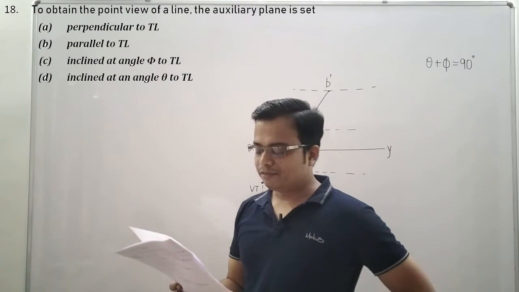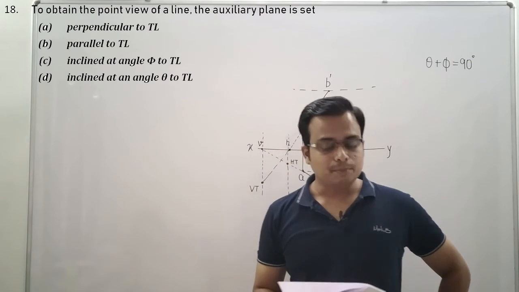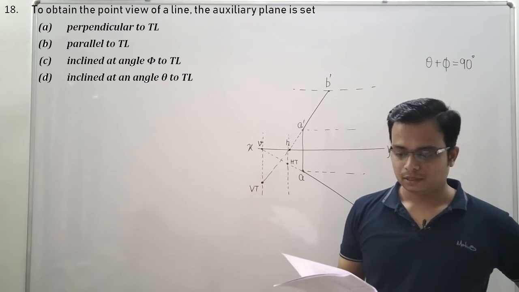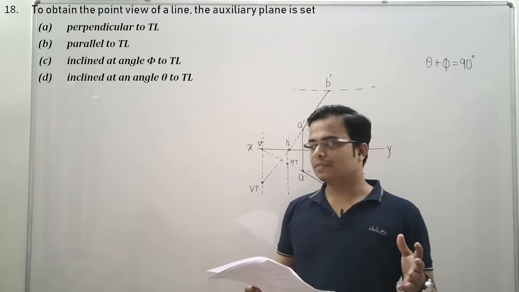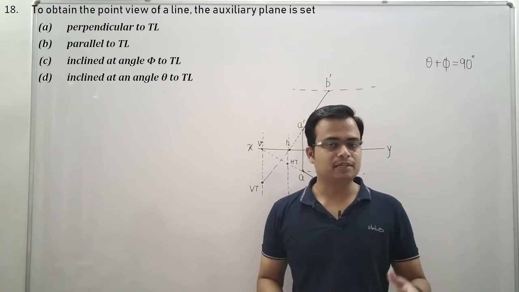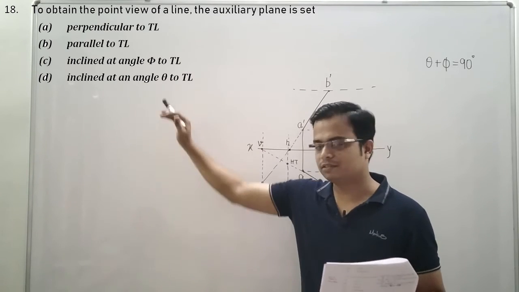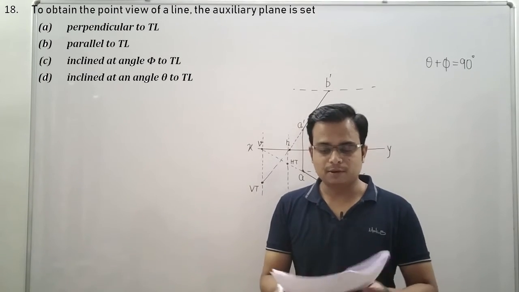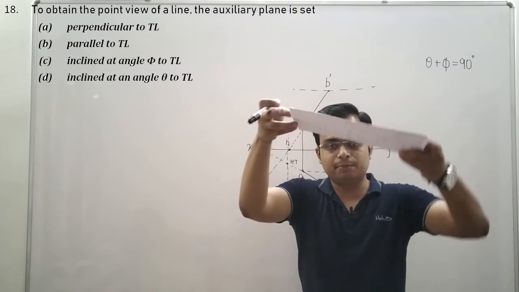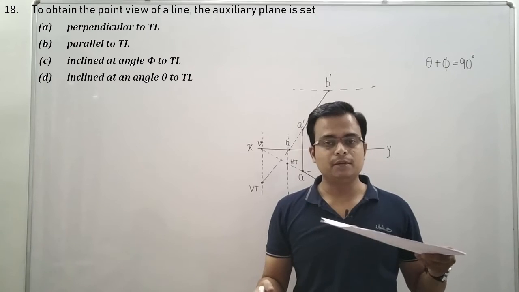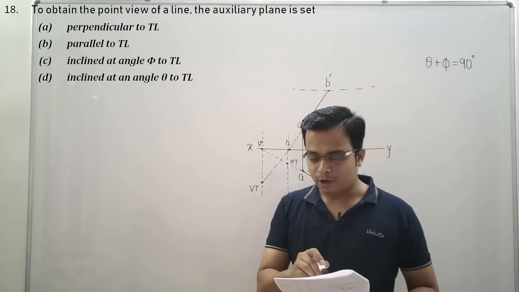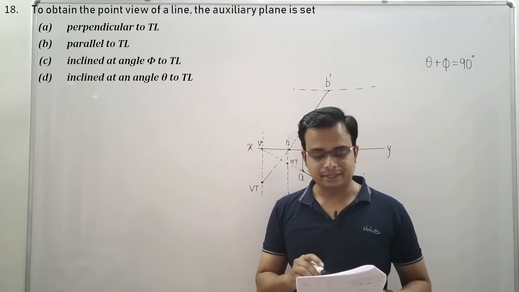Problem 18th. To obtain the point view of a line, the auxiliary plane is set. Well, auxiliary plane rather is a dynamic plane, because in case of reference or principal planes, they are fixed. HP is fixed, VP is fixed. Rather, you can have an auxiliary plane, say this over here, you can keep it like this and have a projection over here, you can keep it like this, have a projection over here, you can keep it whichever way you want to. So to obtain the point view of a line, the auxiliary plane is set.